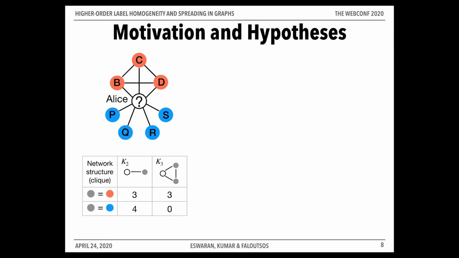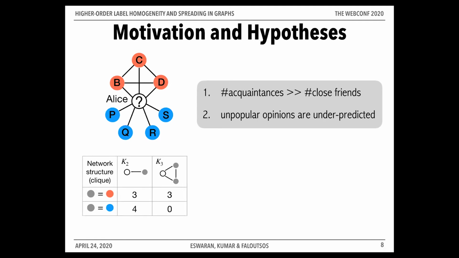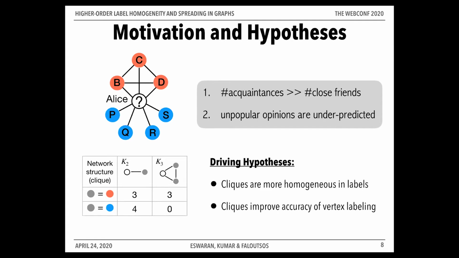On the other hand, if you take into account the higher order structure, then you'll be able to label Alice correctly as red. So this is pretty common in real world graphs because the number of acquaintances in general, say on Facebook, is much larger than the number of close friends. And this leads to a severe underprediction of unpopular opinions, such as red in this case. So the driving hypothesis of our work is that higher order cliques, such as triangles or 4-cliques and 5-cliques and so on, are more homogeneous in labels compared to edges. And hence, by using cliques, can you improve the accuracy of vertex labeling tasks that you care about?